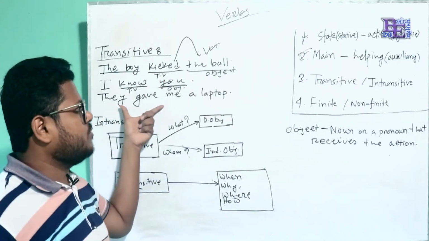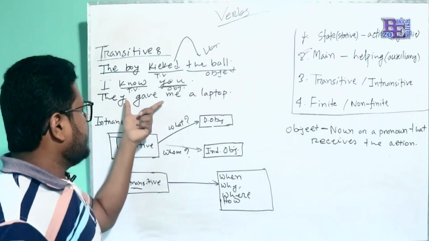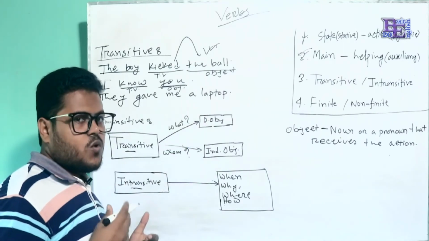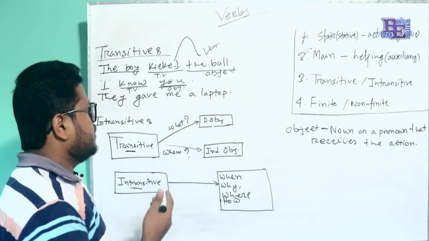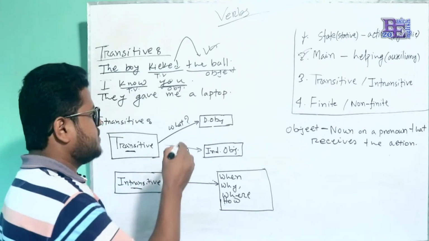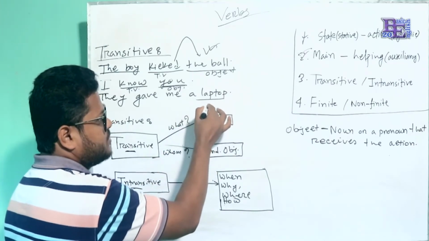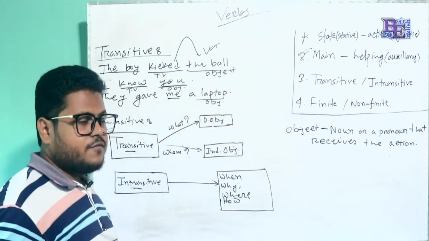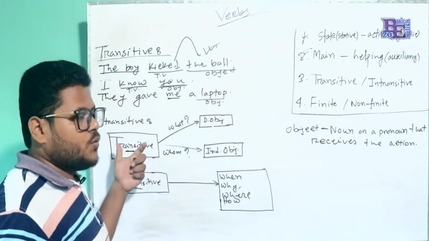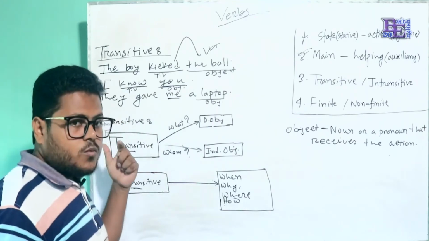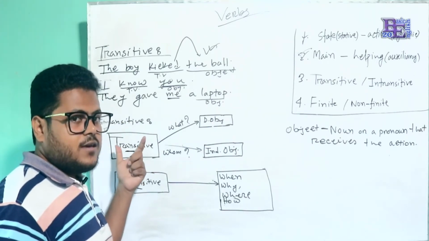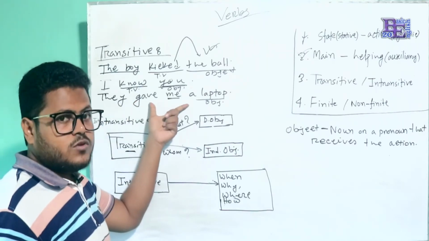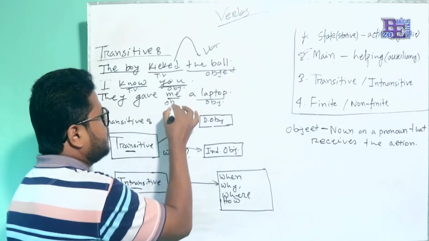In the next example you can see, they gave me a laptop. If I ask the question, what did they give? Then the answer is a laptop. That means it is an object. And there is another part, that is me. If I ask another question, whom did they give? They gave whom? Me. So me is another object.